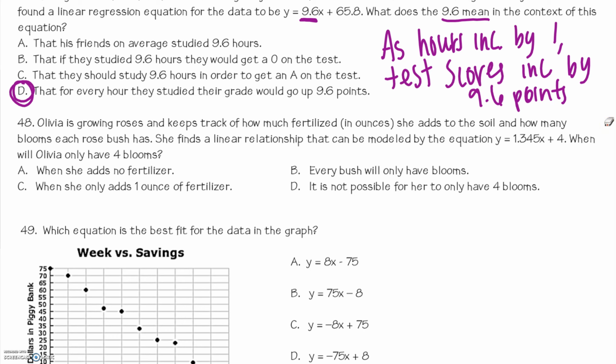So this equation represents the number of blooms. I notice there's a 4 back there. Okay, so when is it that she's only going to have 4 blooms? That's the y-intercept. Remember, the y-intercept looks like (0, 4). So Olivia is going to have 4 blooms when x is equal to 0, right? x is representing the amount of fertilizer. So when she adds no fertilizer, meaning 0, then she'll have 4 blooms.